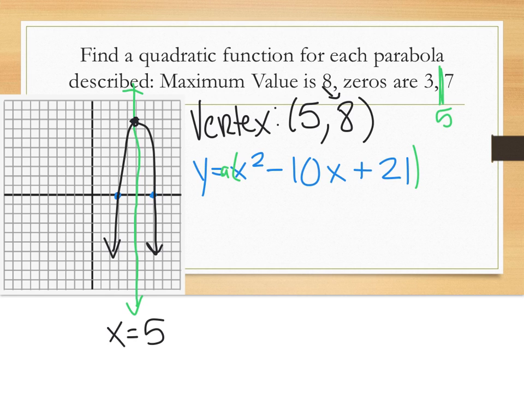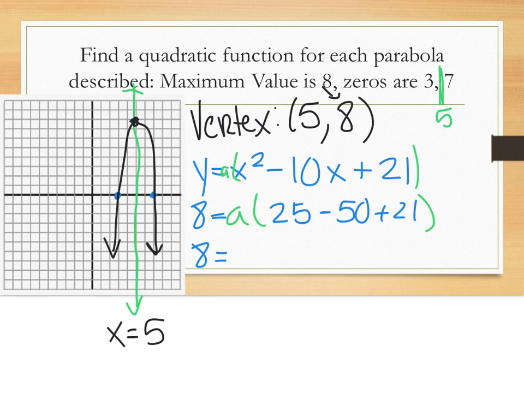So instead of y, we're plugging in 8. We want to know, is there an a? And we know it's negative. We just need to know if there's a number that goes with it. Instead of x squared, it's 5 squared, which is 25. And then it's minus 10 times x, which is 10 times 5, 50. And then plus 21. So we have 8, which is equal to a, and then when you add all of these things together, we get negative 4.